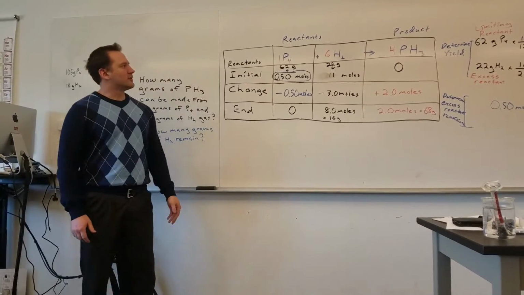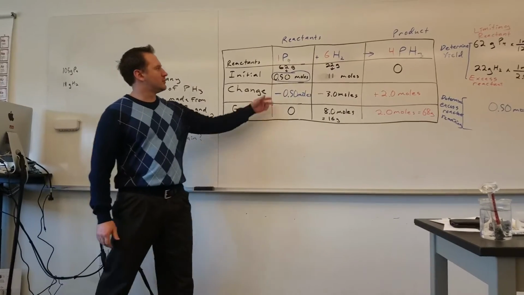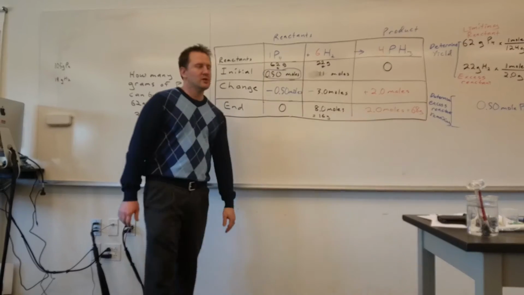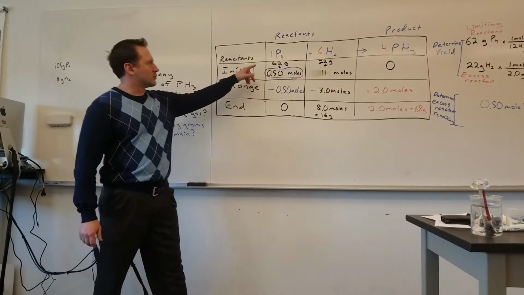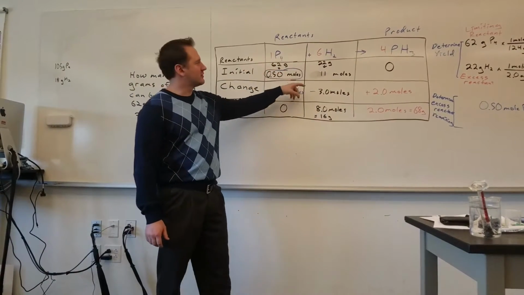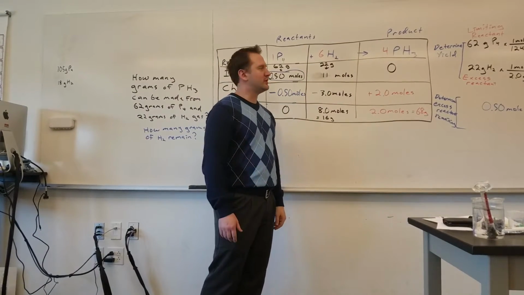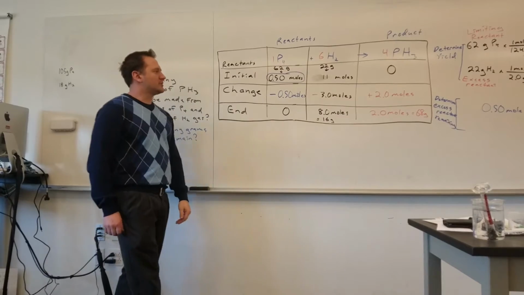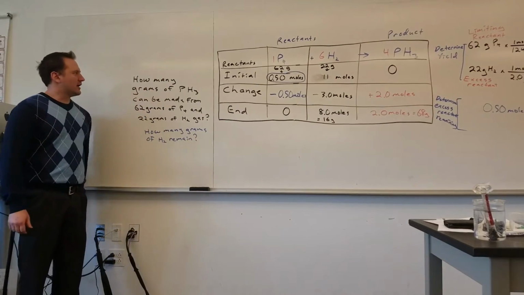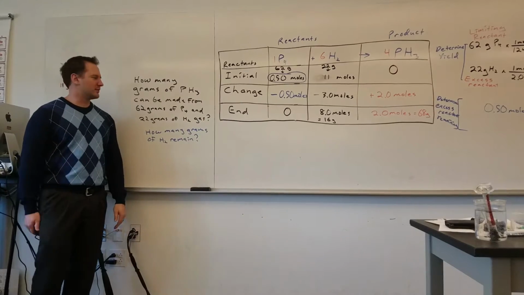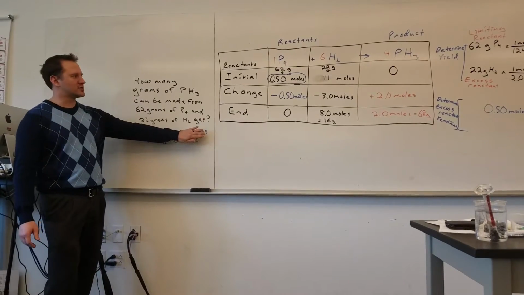All right, so the reaction we're going to look at is the reaction of P4 with hydrogen gas to make PH3. That reaction happens with 1 mole of P4 reacting with 6 moles of hydrogen gas to produce 4 moles of PH3. So the problem states: how many grams of PH3 can be made from 62 grams of P4 and 22 grams of hydrogen gas? We'll deal with the secondary question later.